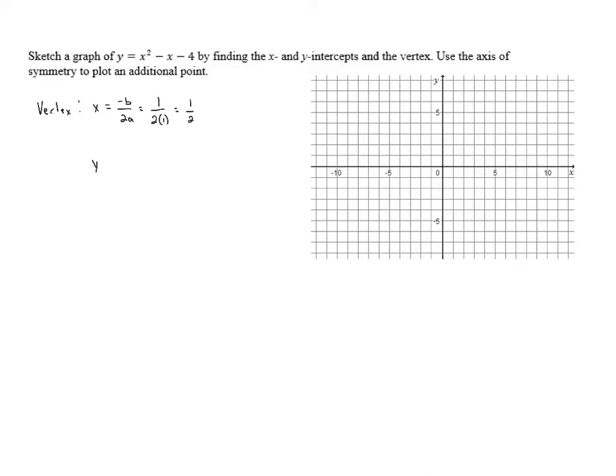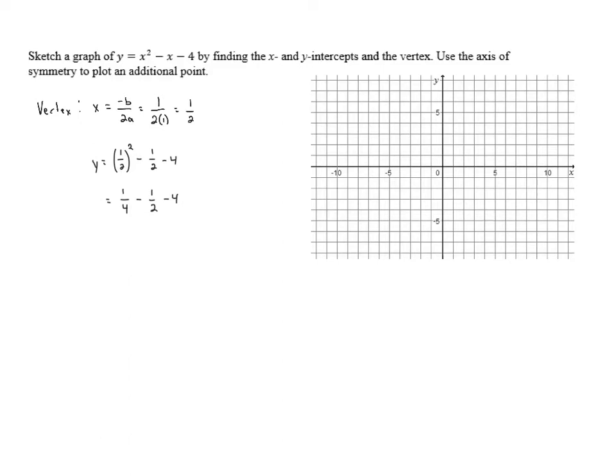Now, to find y, we need to plug in 1/2 for x. So we've got 1/2 squared minus 1/2 minus 4. Don't be scared of fractions. You can do it. 1/2 squared is 1/2 times 1/2. That's 1/4 minus 1/2 minus 4.